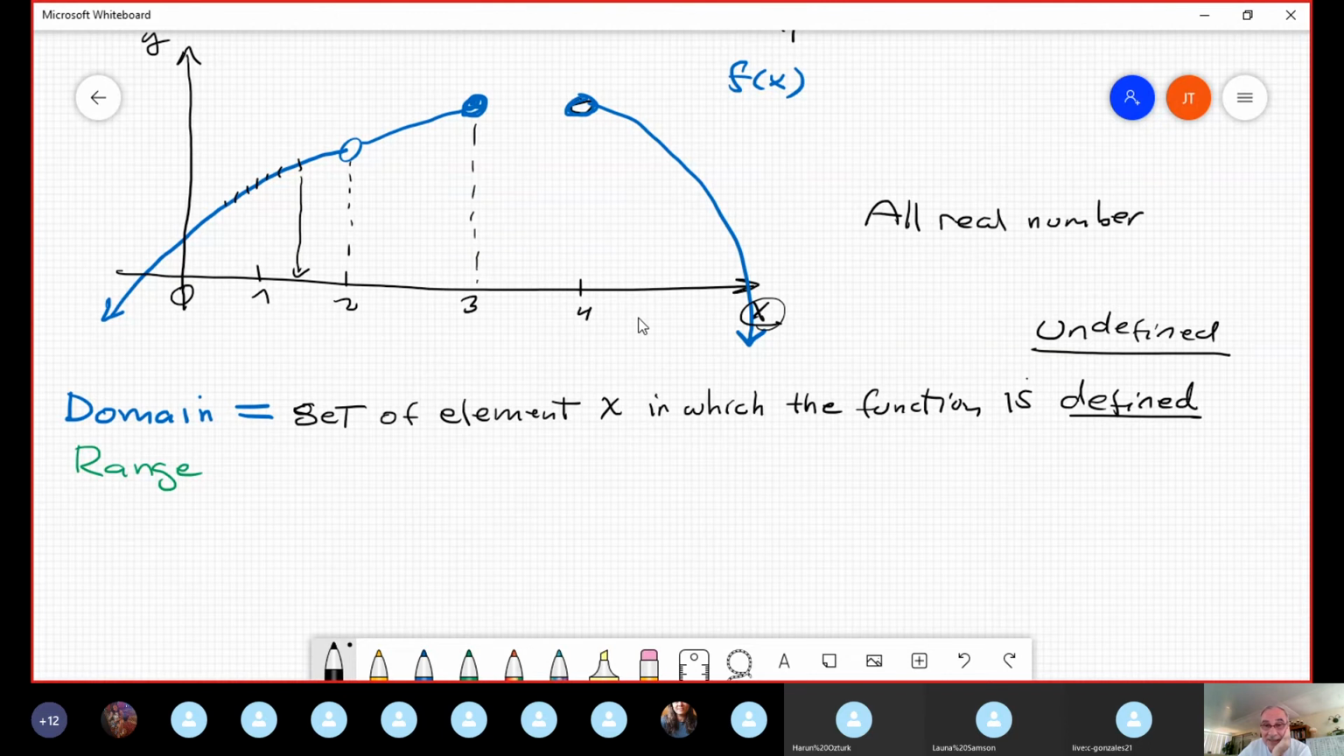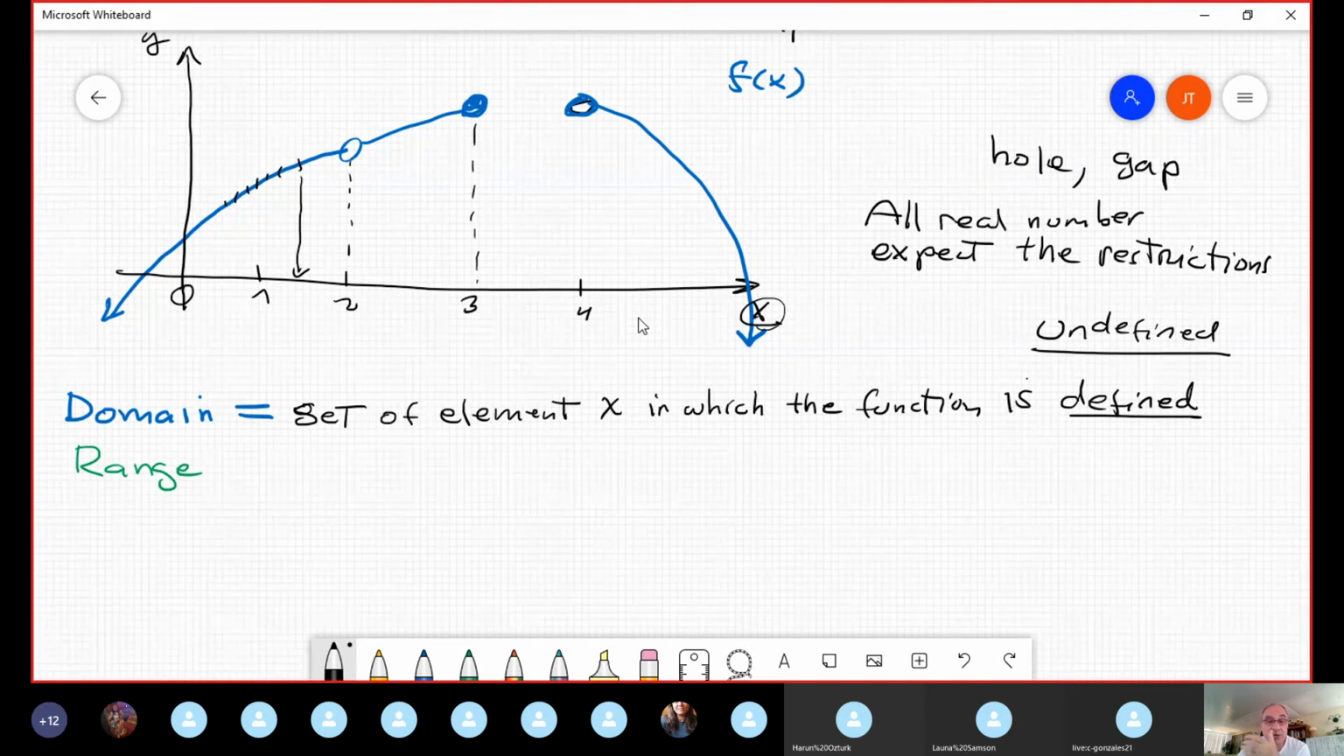It's a supposition, except the restrictions. And restrictions are holes, gap, jump discontinuity, asymptote, another thing that we studied throughout the course. But it is obvious that the domain contains the value of the x in which the function has a value. Suppose here is complete, and 2 is completely out of the domain.